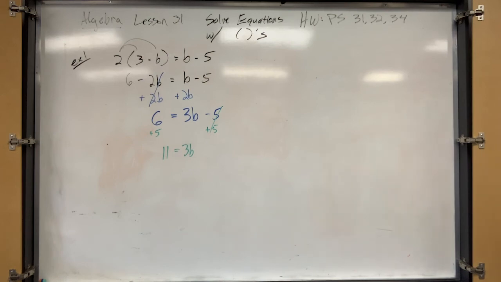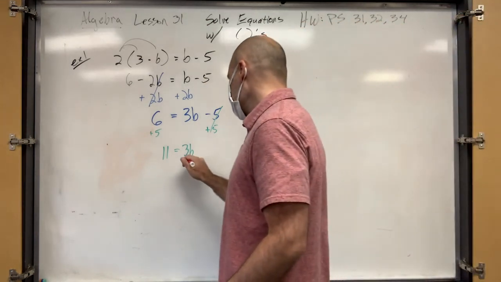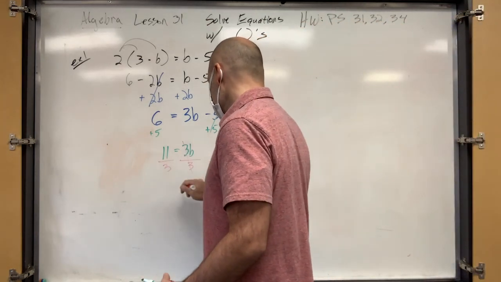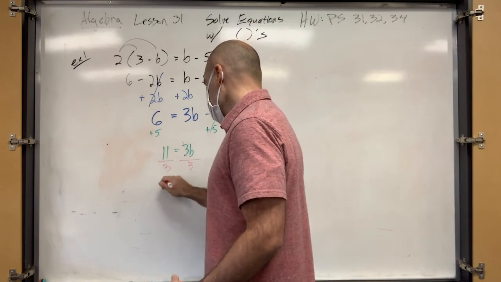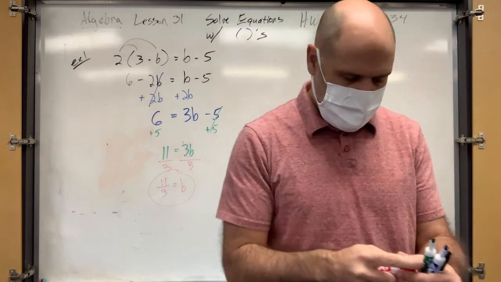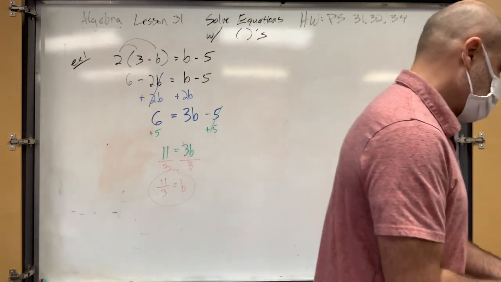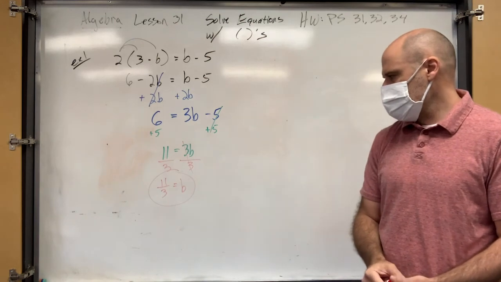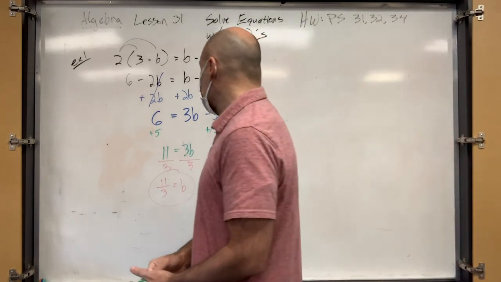Divide by 3, that's right. Because 3 is multiplying by b, so to get rid of it, we do the opposite of what it's trying to do. And 11/3, you can keep it as 11/3. We like improper fractions in algebra, so keep it that way. Just make sure it's reduced, that nothing can be taken out of 11 or 3, and you're done.